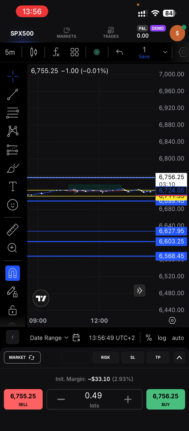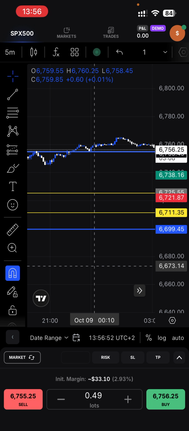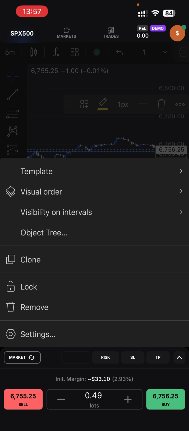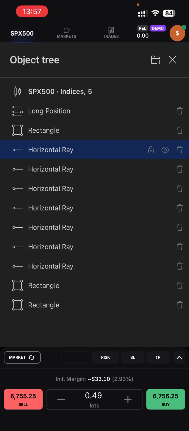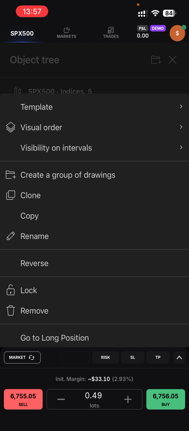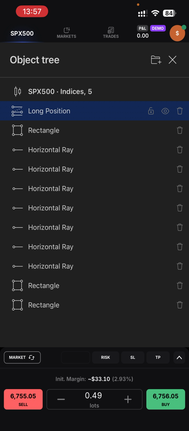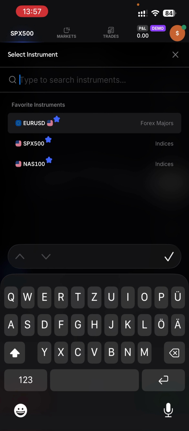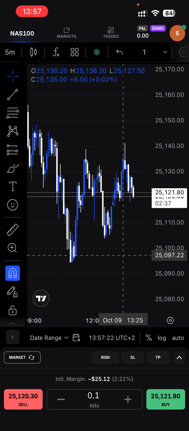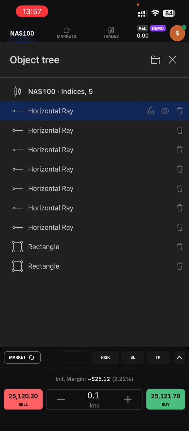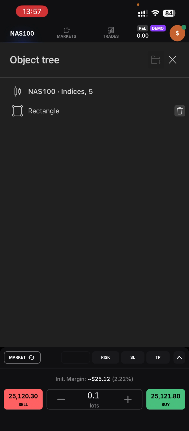Actually, I think I can remove every line that's on here and just do a fresh start, because this is all kind of annoying me. How do I object tree? Remove all that. Do the same on NASDAQ as well. I already did that here. Object tree.